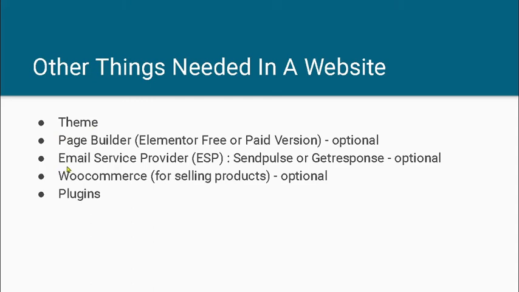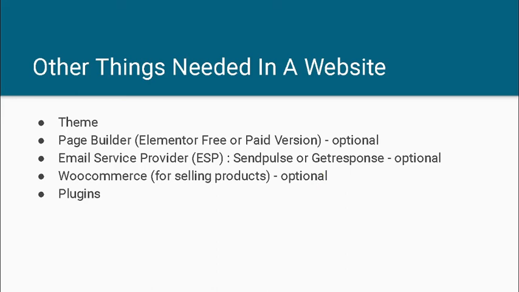Email Service Provider, or ESP. This allows users to send email campaigns to a list of subscribers and send them automatically on a schedule. There are also free and paid email service providers. I recommend SendPulse or GetResponse. They're both great and feature-rich service providers. If you're a startup business, choose SendPulse. I highly recommend it because they offer free usage for the first 500 contacts. And yeah, there are a lot of features of SendPulse, and I really love it.